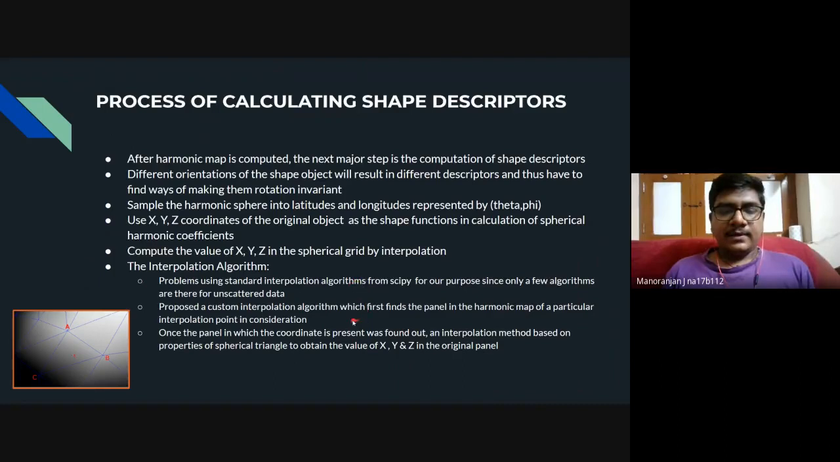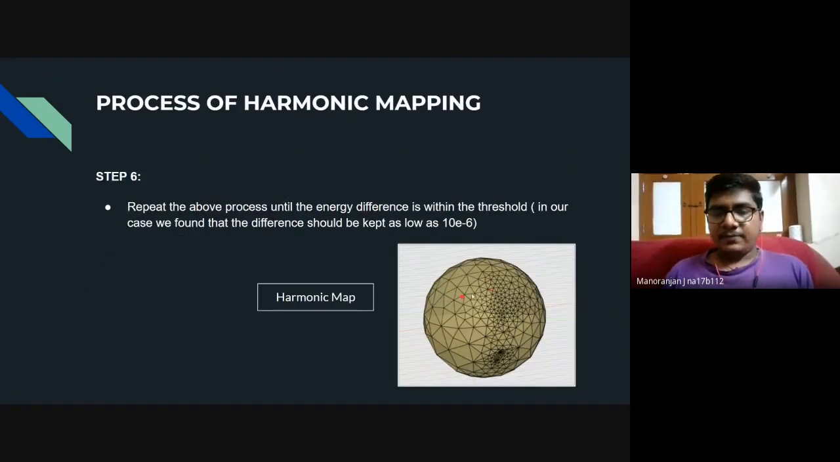When I tried to use the standard interpolation algorithm from SciPy, it wasn't able to interpolate these effectively. So we came up with a custom interpolation algorithm. When we consider a theta comma phi value, it first determines which panel it is a part of. It does that by computing the plane of each of the edges of a particular panel, and taking a dot product of the point under consideration with the normal of the panels.